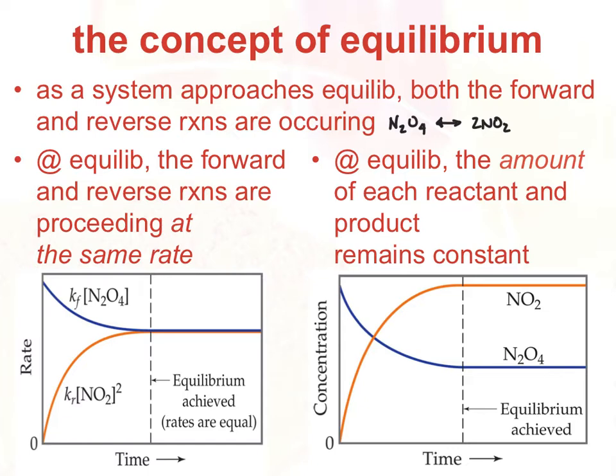That is not to be confused with saying that the concentration of NO2 and the concentration of N₂O₄ are the same. Obviously, based on this graph, our concentration of NO2 is different than the concentration of our N₂O₄. So when we say that the concentration of our reactants and products remain constant, we're saying that their total concentration is the same, not that they are equal.